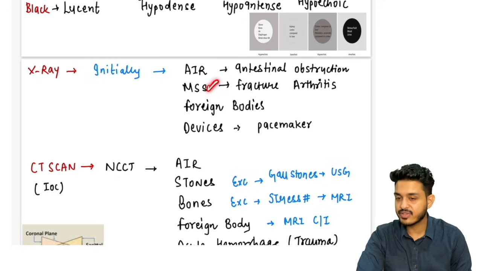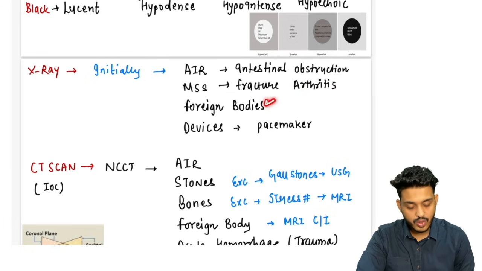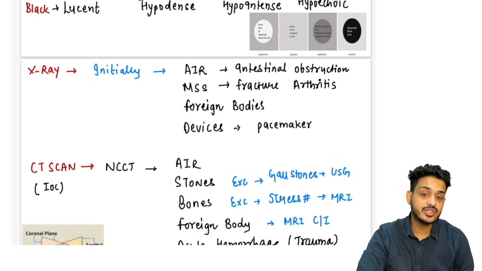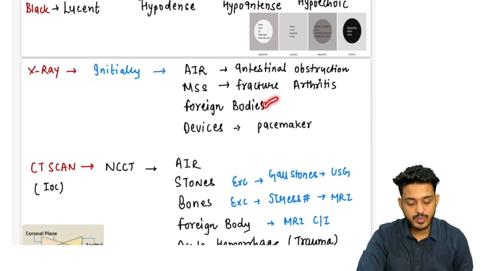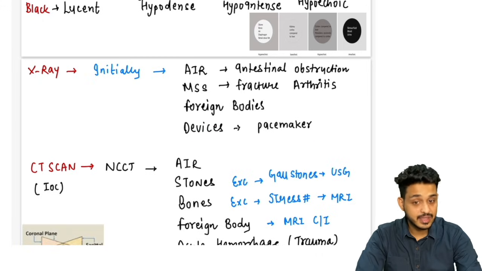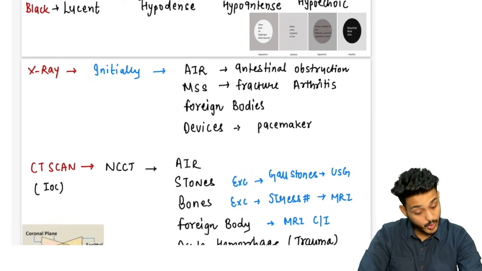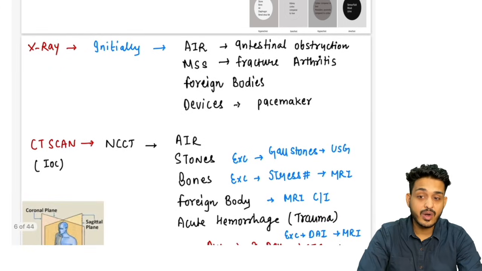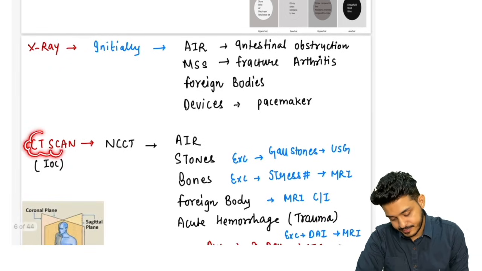If you find some fractures, you write X-ray. You already know about arthritis, X-ray. Foreign bodies in the body, first investigation, not MRI. Remember, MRI is contraindicated. For foreign body, first investigation is going to be X-ray. Device identification, first investigation is definitely going to be what? X-ray. Right?